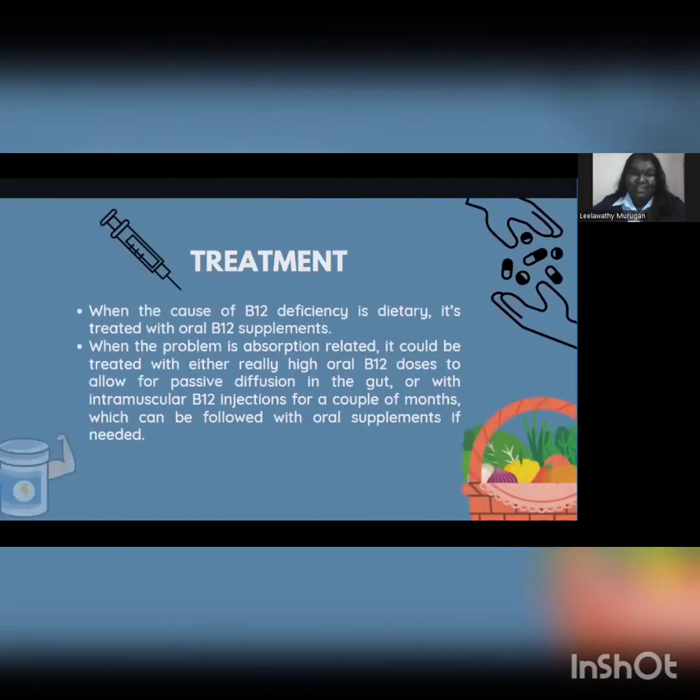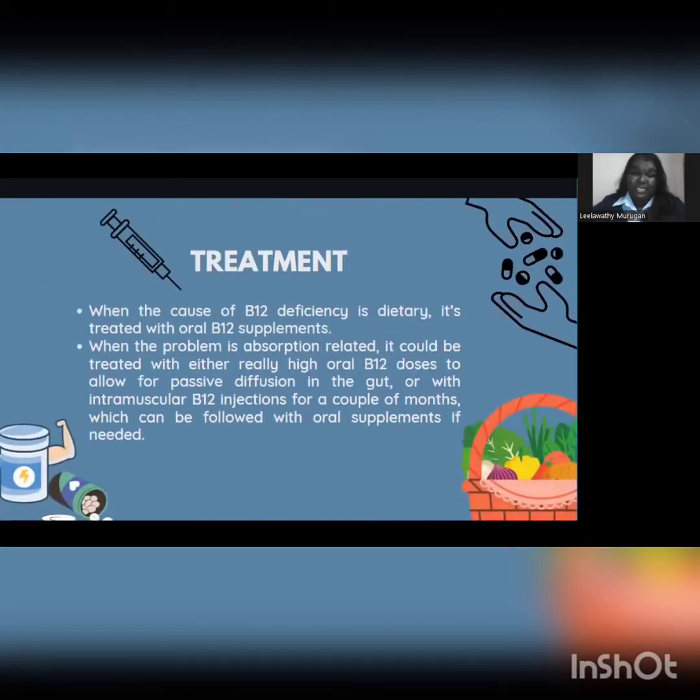Moving to the treatment of vitamin B12 deficiency. The treatment is very simple, where only two conditions are suggested to treat vitamin B12 deficiency. Firstly, if someone has vitamin B12 deficiency due to diet, it is treated with an oral B12 supplement, which is prescribed by doctors.